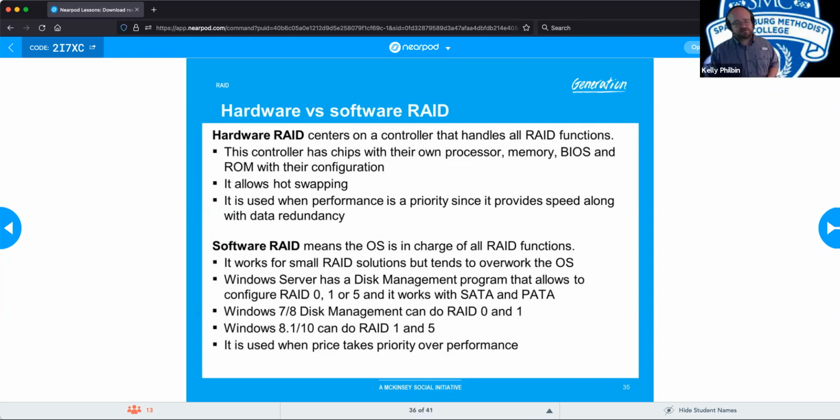Questions so far? So hardware RAID is built into the RAID unit itself. Software RAID is utilizing your operating system already on your machine.